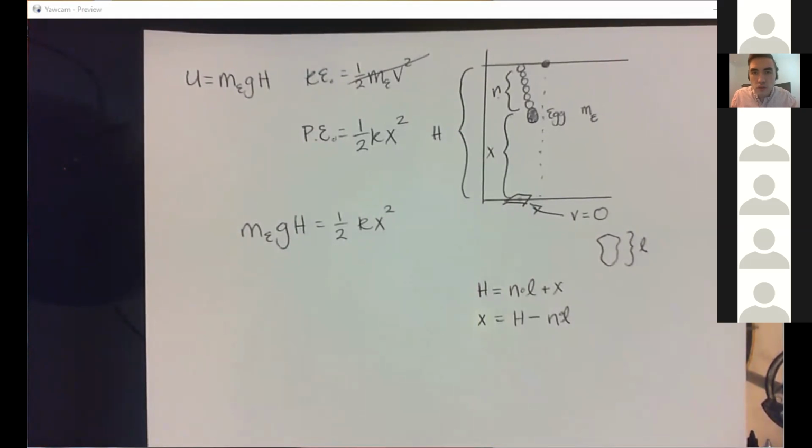Sorry, I'm trying to find this good slide that shows the two equations. Here's a good look at it.